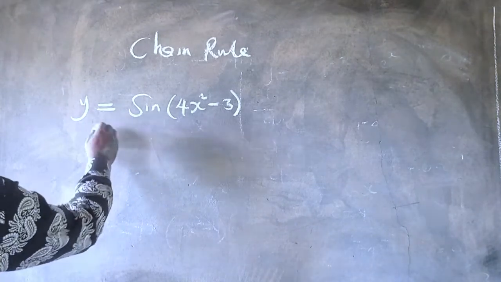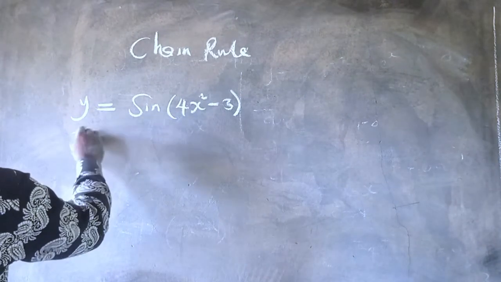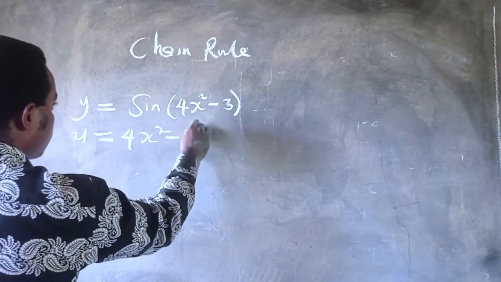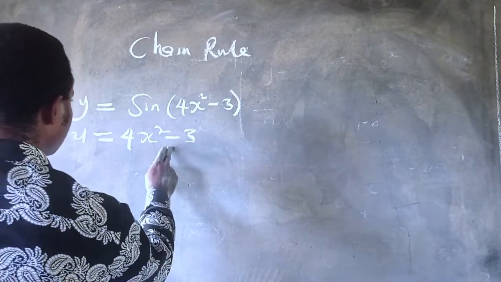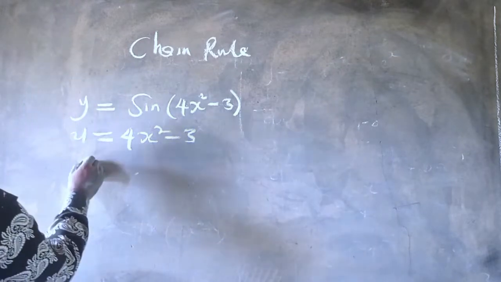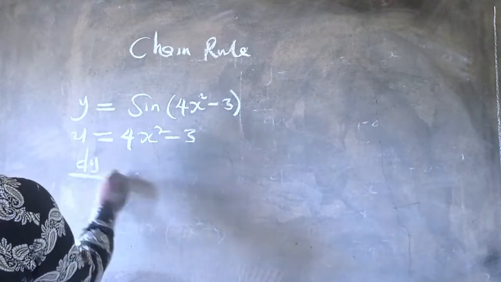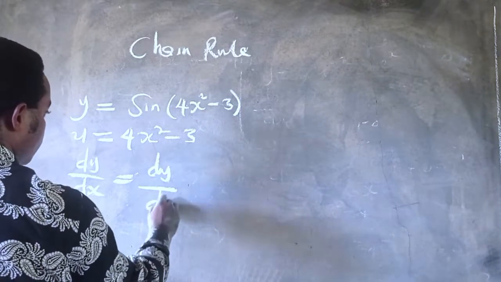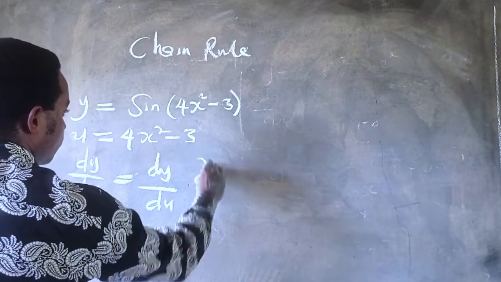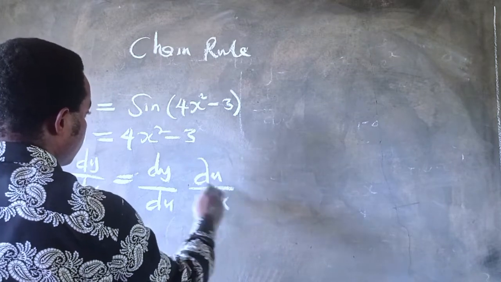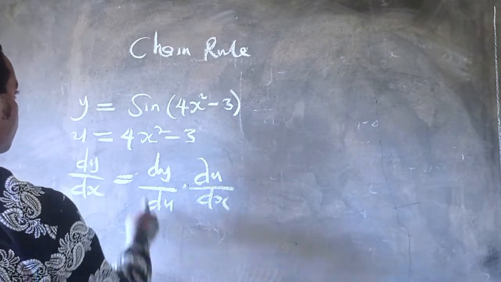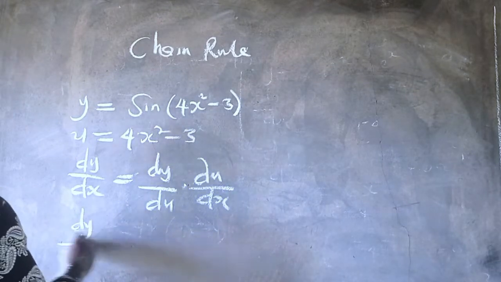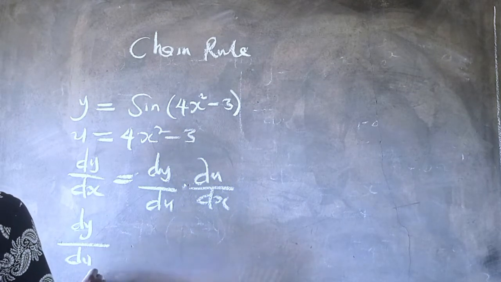This is also a chain rule type. Our u in this case is 4x raised to the power 2 minus 3. So now the expression for dy/dx is dy/du, the differential of y with respect to u, multiplied by du/dx, which is the differential of u with respect to x. So what is dy/du, which is the differential of y?